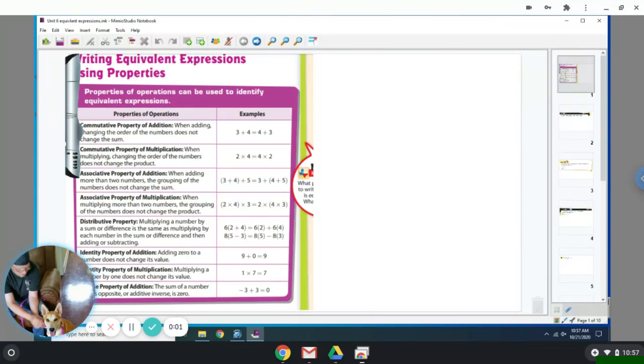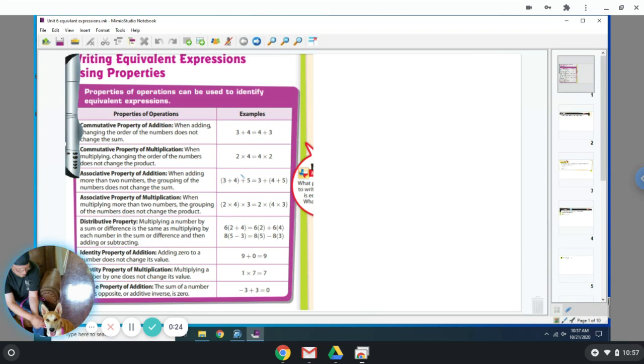Equivalent expressions use different types of properties like addition, multiplication, association of division, and things like that. Basically it's just learning how to rewrite expressions. So for example, 3 plus 4 is the same thing as 4 plus 3, or 2 times 4 is the same thing as 4 times 2.